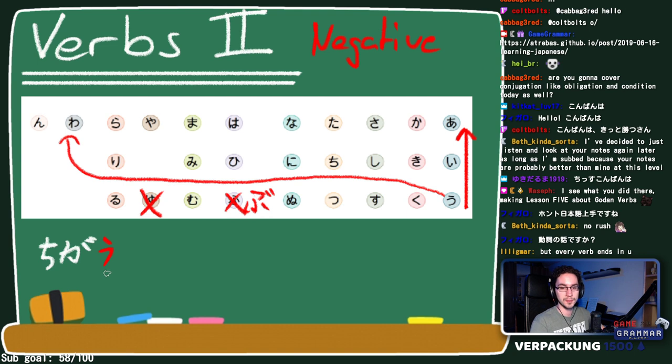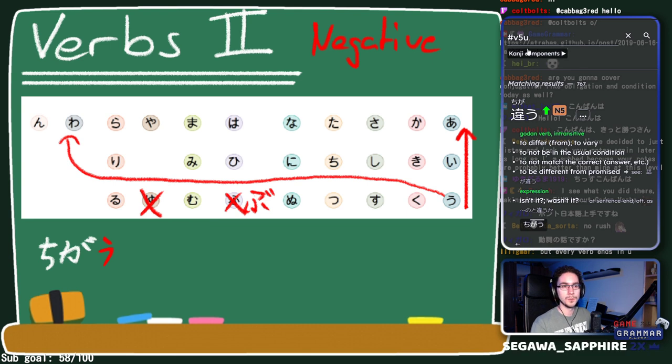This is the important part. Every verb ends in a U vowel, but the consonant can differ. So we can have a K, a S, a T, a N. Again, if you go to the dictionary, the way the tag works is if you pick a consonant or you just pick U itself, and U itself will just bring you the U verbs.